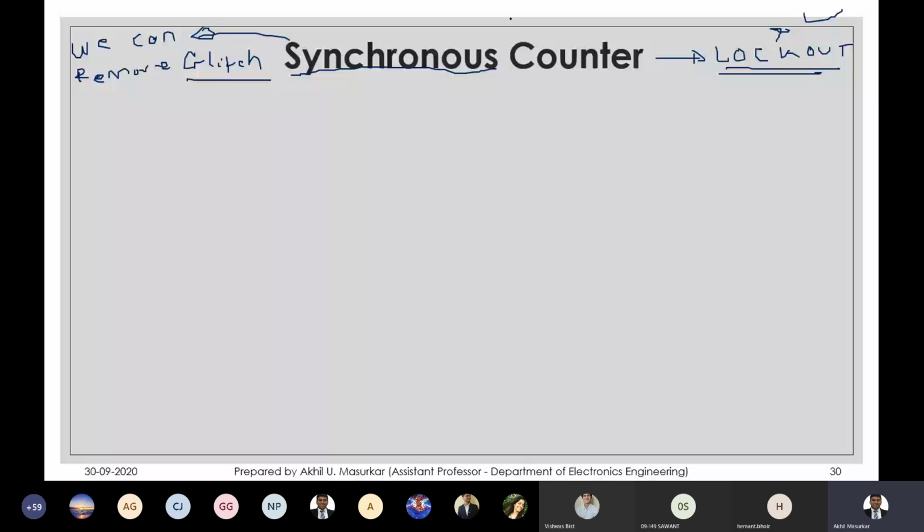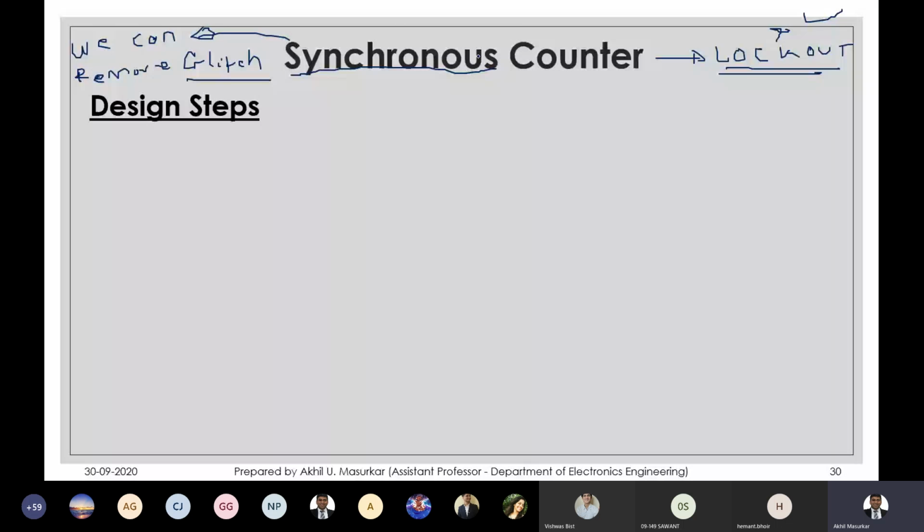So let us see the design steps for the synchronous counter. I told you that asynchronous counters do not have any design steps. I was just showing you the diagram and you were implementing it in the simulator. But synchronous counters will have design steps. So please write down these design steps. They are extremely important.